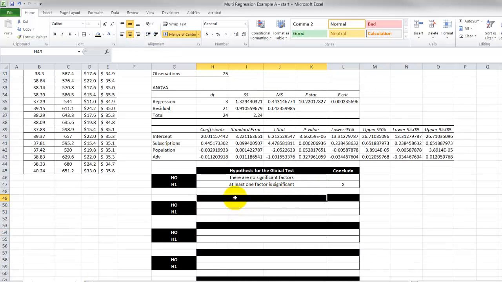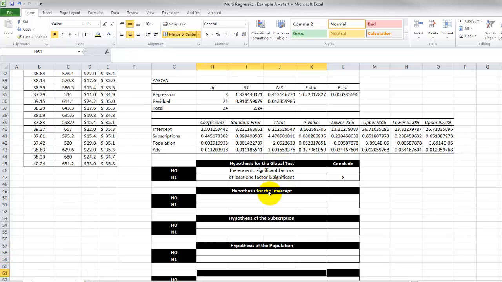What we have here is a hypothesis for the intercept. Down here we'll have the hypothesis of the subscription coefficient. We'll next have the hypothesis of the population coefficient, and finally we'll have the hypothesis of the advertising.